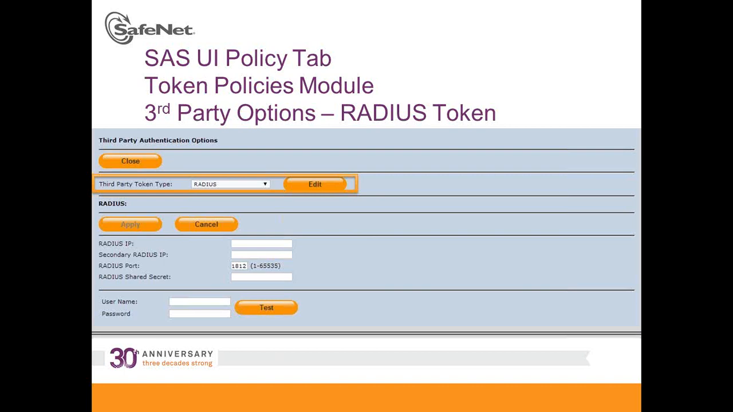Every radius token has a radius server home address or IP address. So this is where I can define for my radius token what is the IP address of the radius server for my radius tokens, primary, secondary, what port I'm using, and of course the radius shared secret that's being used. And we give you the ability to do a test here as well, just to validate that those settings are correct.